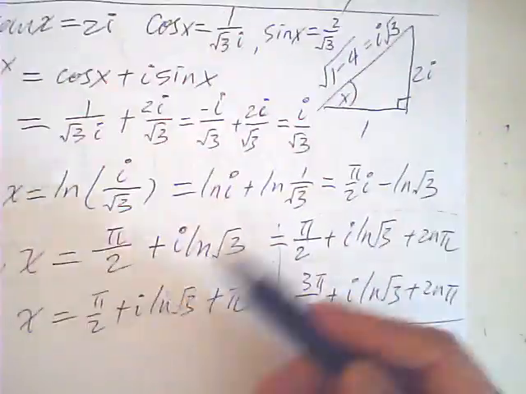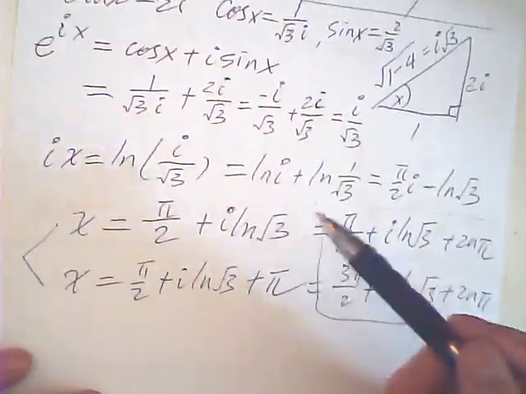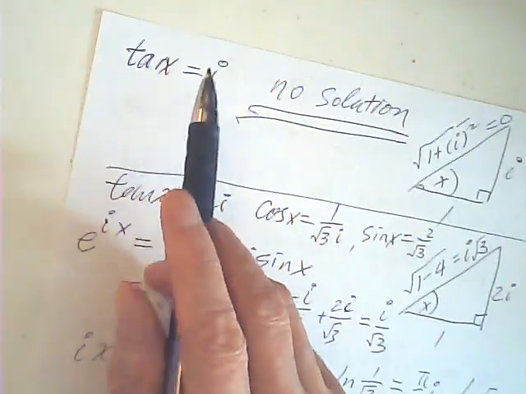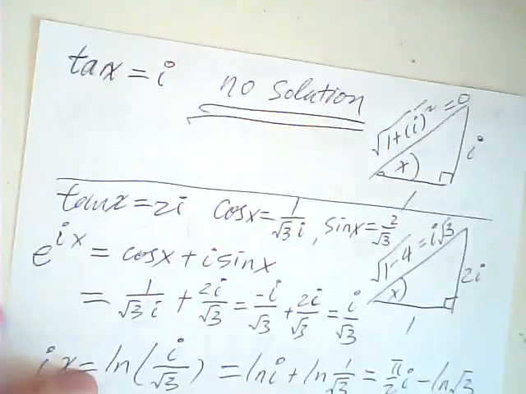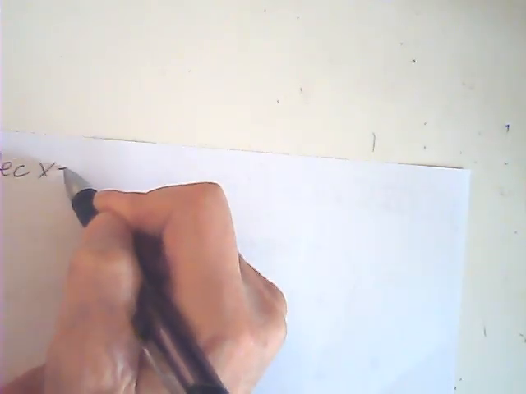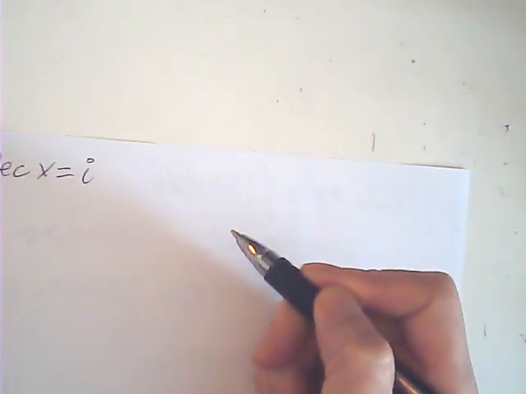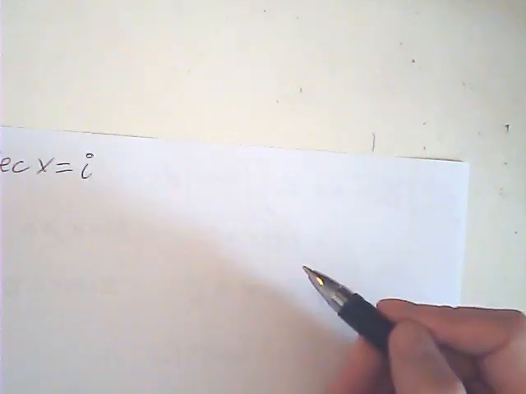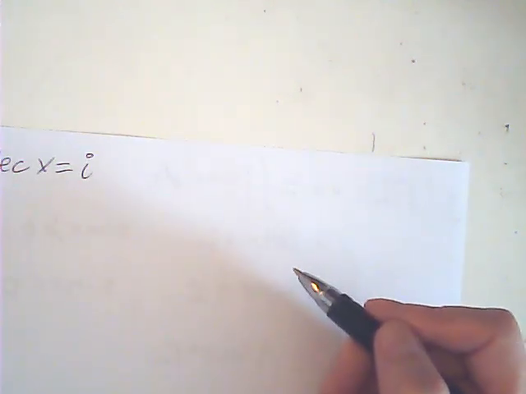Okay, it's a very good way to discuss these types of equations. I think there's one more left. That's about the secant. Now, secant x equal to i. We want to find x, right? Secant, yeah. Secant.